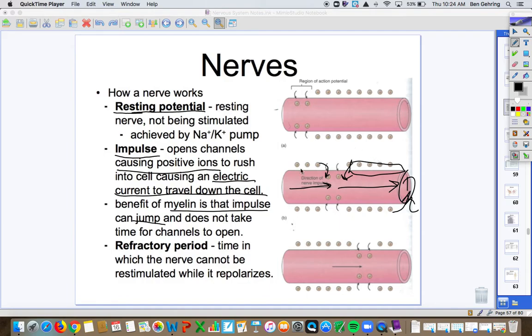And so after you have this take place, we have what's called a refractory period. This is the time when your nerve cell has to repolarize, has to pump the sodiums back out, potassiums back in. This takes time. So this is when your nerve can't be stimulated. It has no function at that point. It's got to repolarize before it can fire again.